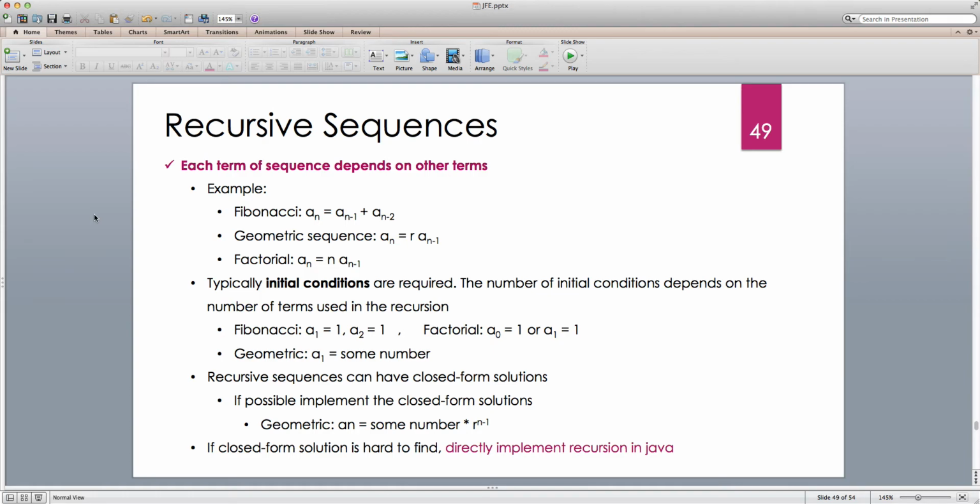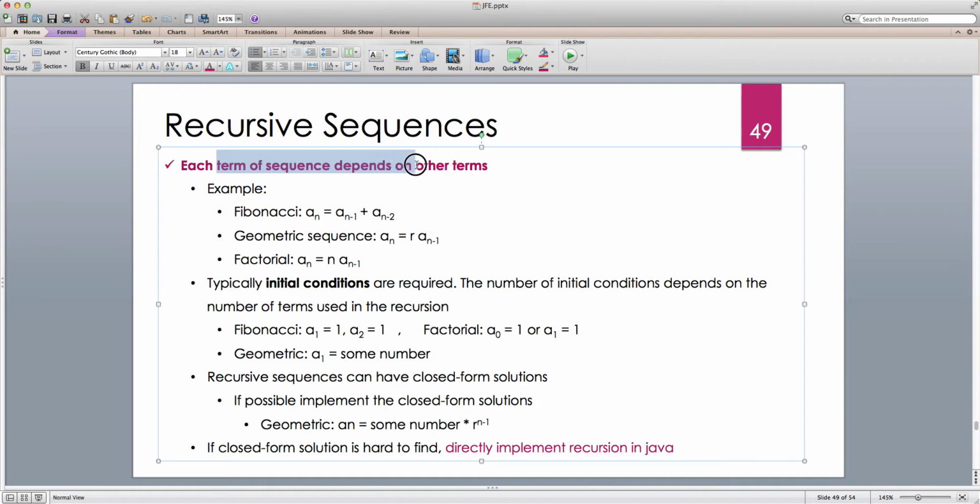Another thing is recursive sequences. This also happens a lot in engineering or physics applications. In the recursive sequences, there is a factor of recursion, and by that we mean that each term of the sequence is defined by the previous terms, or maybe the next terms, basically other terms. For example, in a Fibonacci sequence, each term depends on the last two terms. In a geometric sequence, each term is the last term times a constant number. So r here is a constant number.